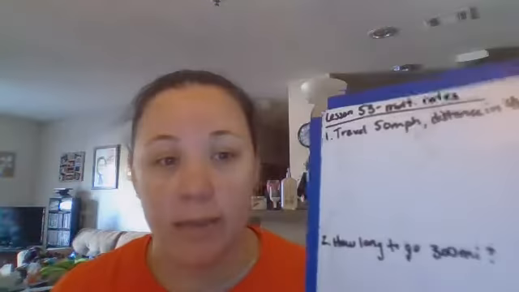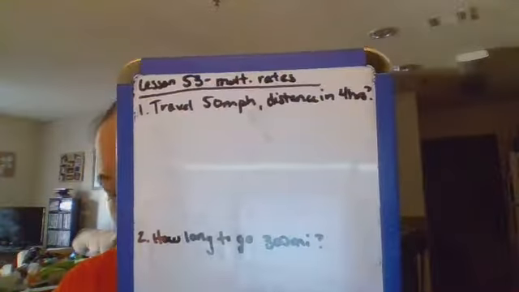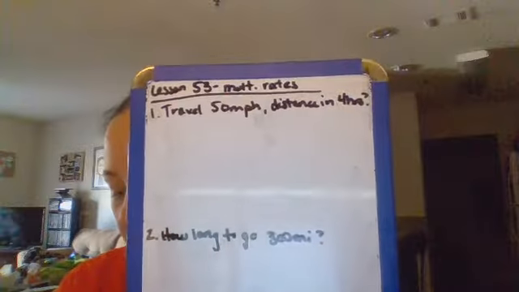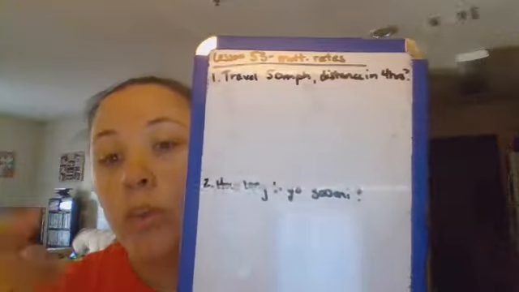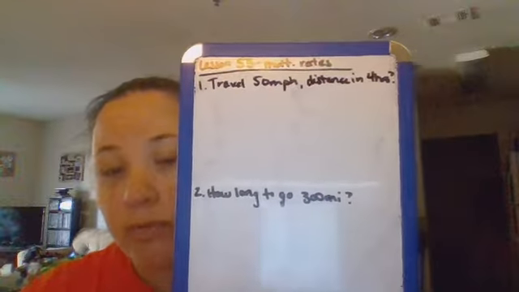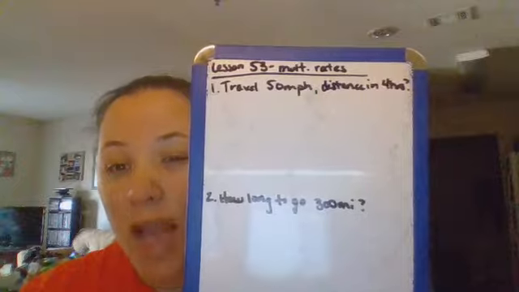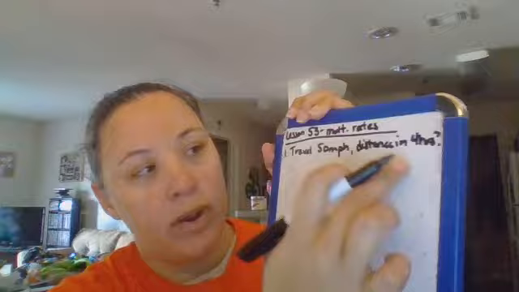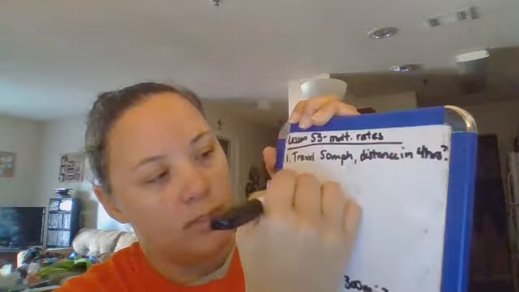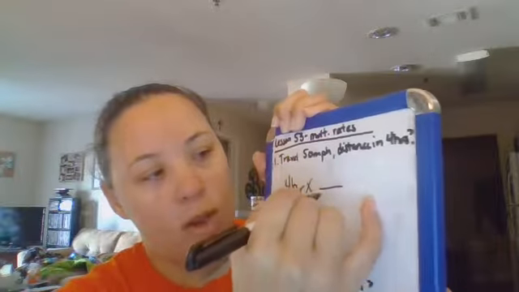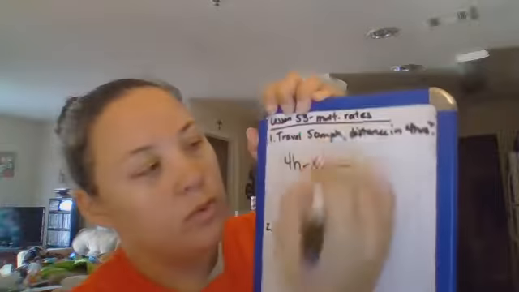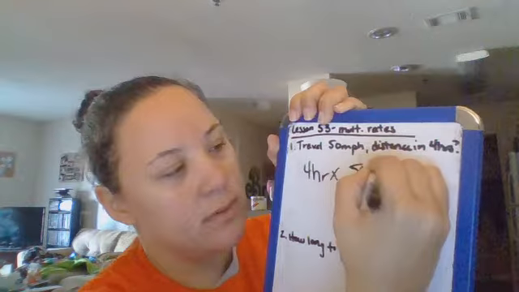So our first problem is that we are traveling somewhere at 50 miles an hour, and they want to know how far we would travel in 4 hours. So we know that we're going 50 miles an hour, and we've been driving for 4 hours. How far would we actually be in mileage? To set that up, the time is 4 hours, and we're going 50 miles an hour.